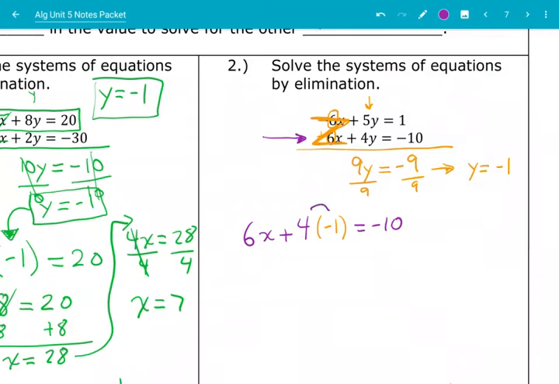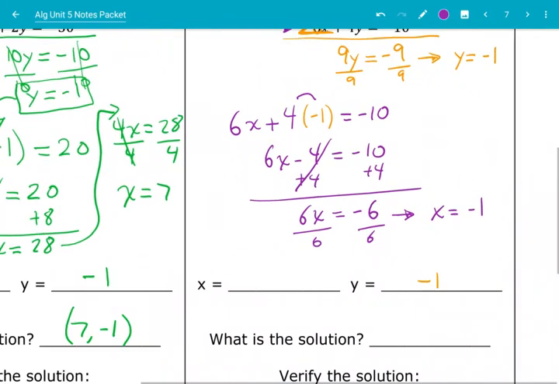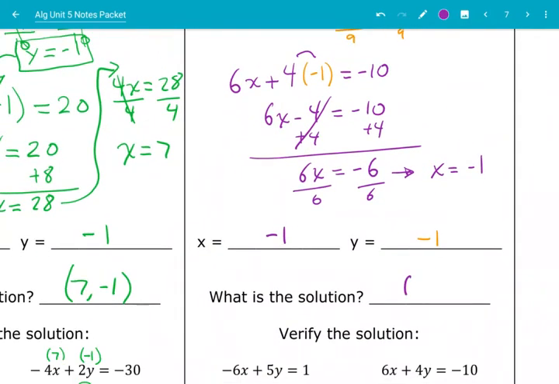So just multiply that right there. That gives me a minus 4. So 6x minus 4 equals minus 10. Add 4 to both sides to get rid of that term. 6x equals minus 6. Divide by 6, and x equals negative 1. Wow, same thing. How about that? So the solution is minus 1, minus 1.